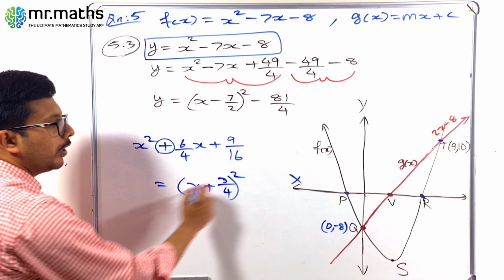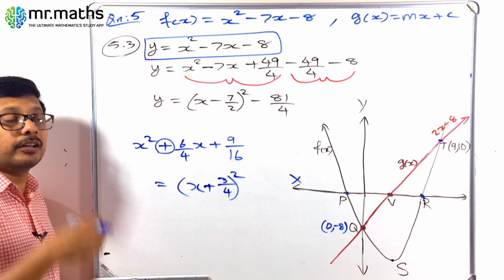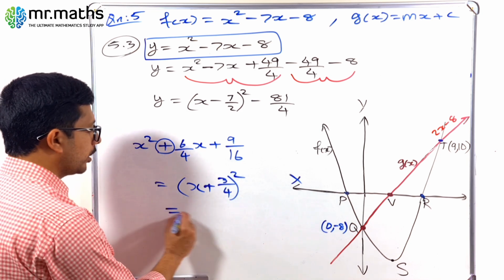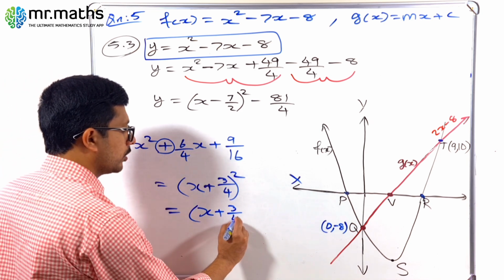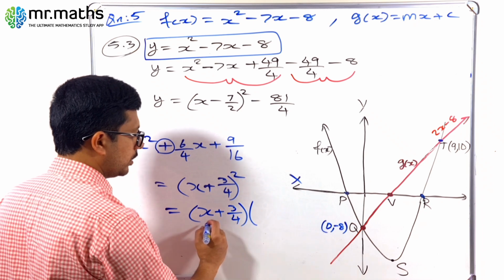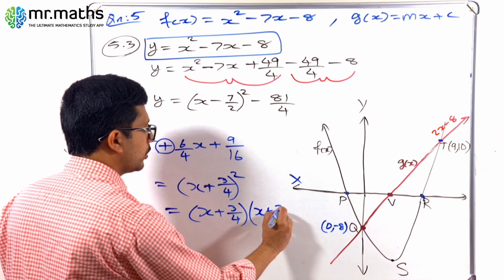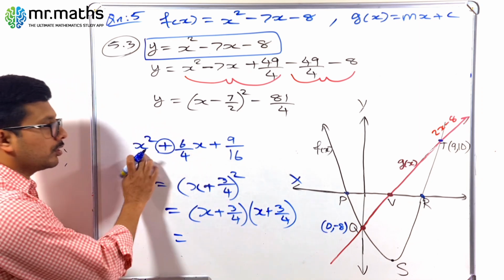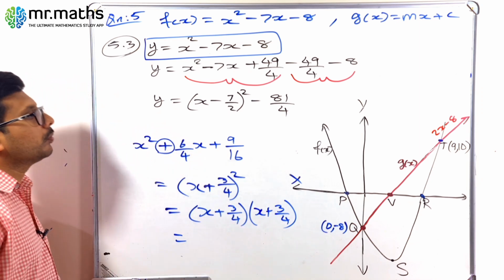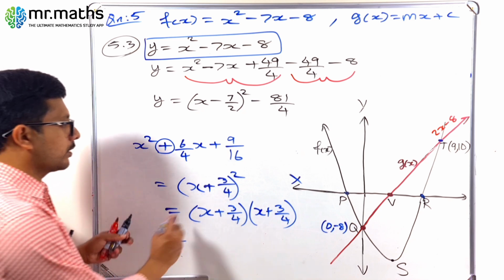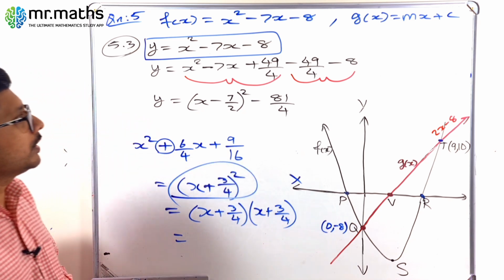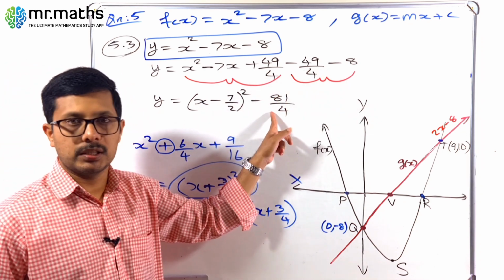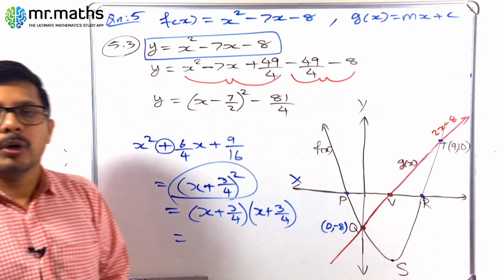If you expand this one, use the FOIL method or the (a plus b) whole squared method, whatever method you studied in small class: x plus 3 over 4 into x plus 3 over 4. Then expand one by one. At last you will get this answer. So you can write this one like this. That is what I did here. The first three terms, that is this one, then the next two terms, that is this one. So that is 5.3.